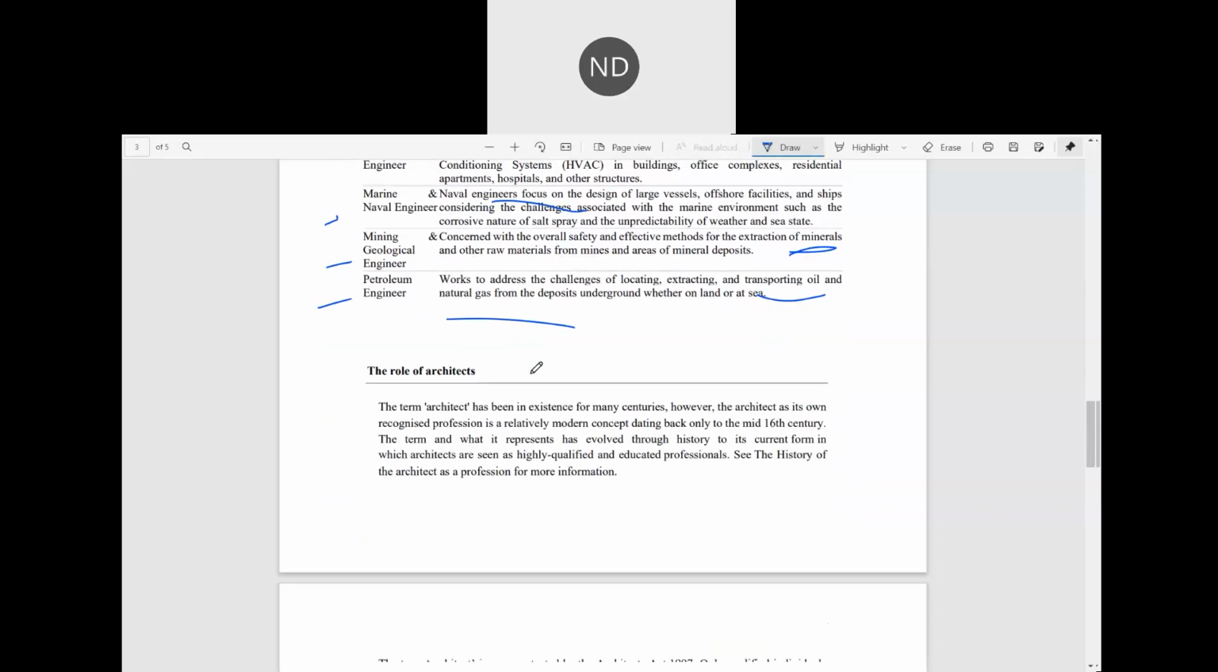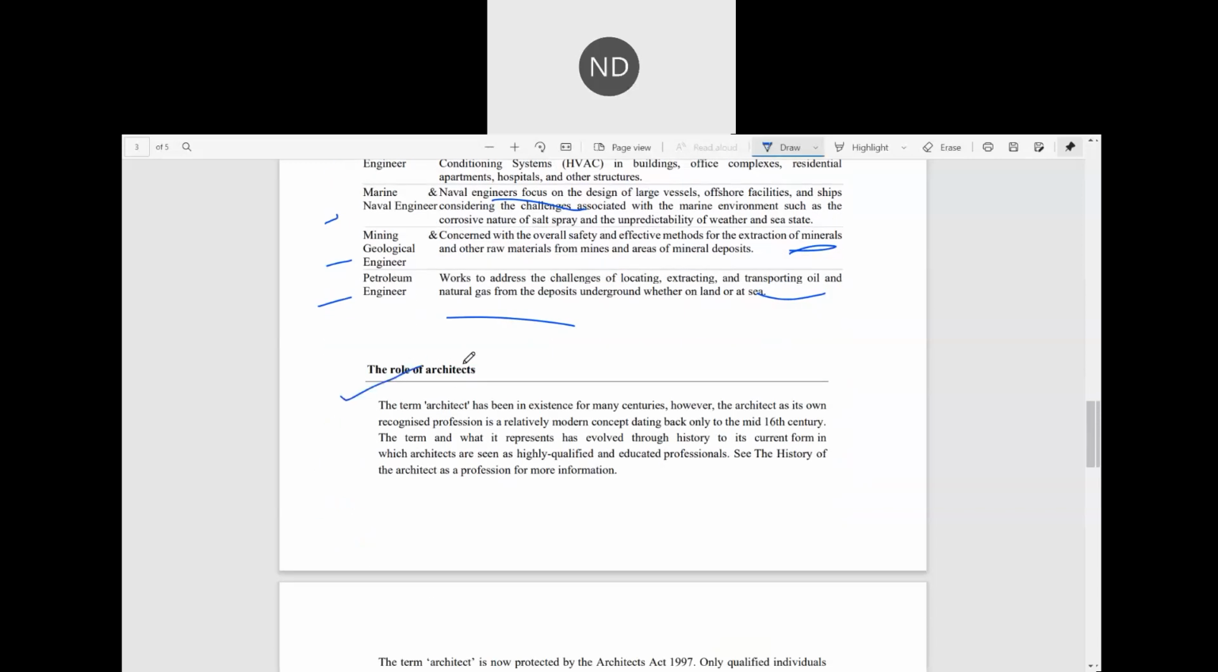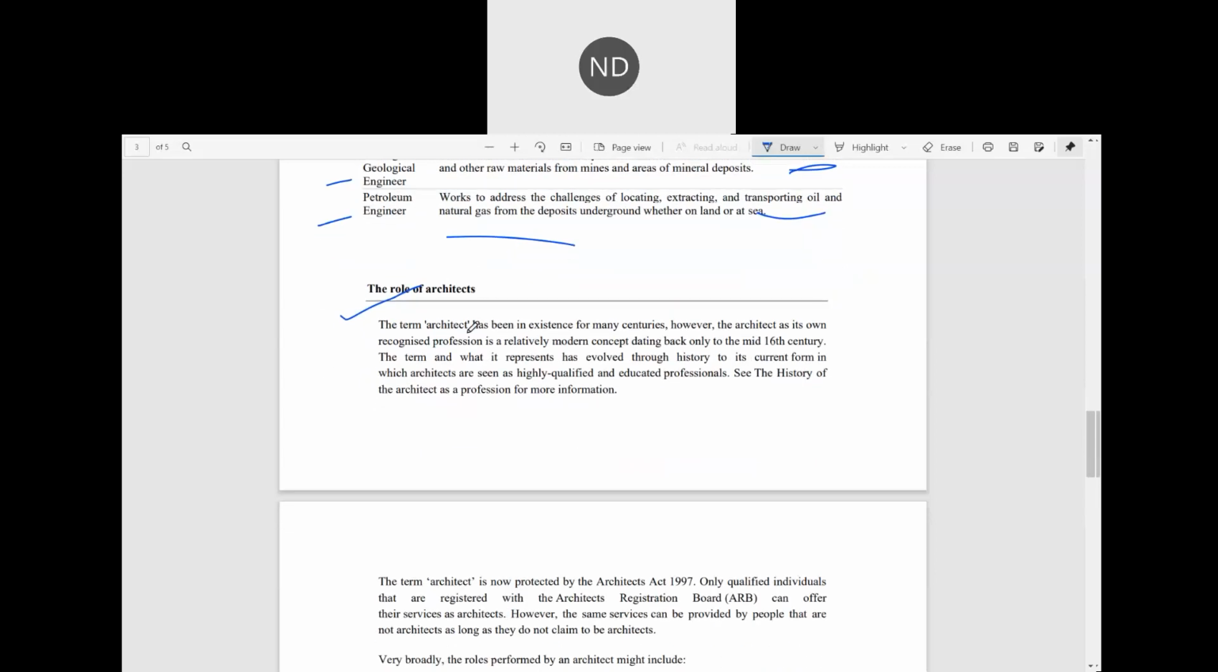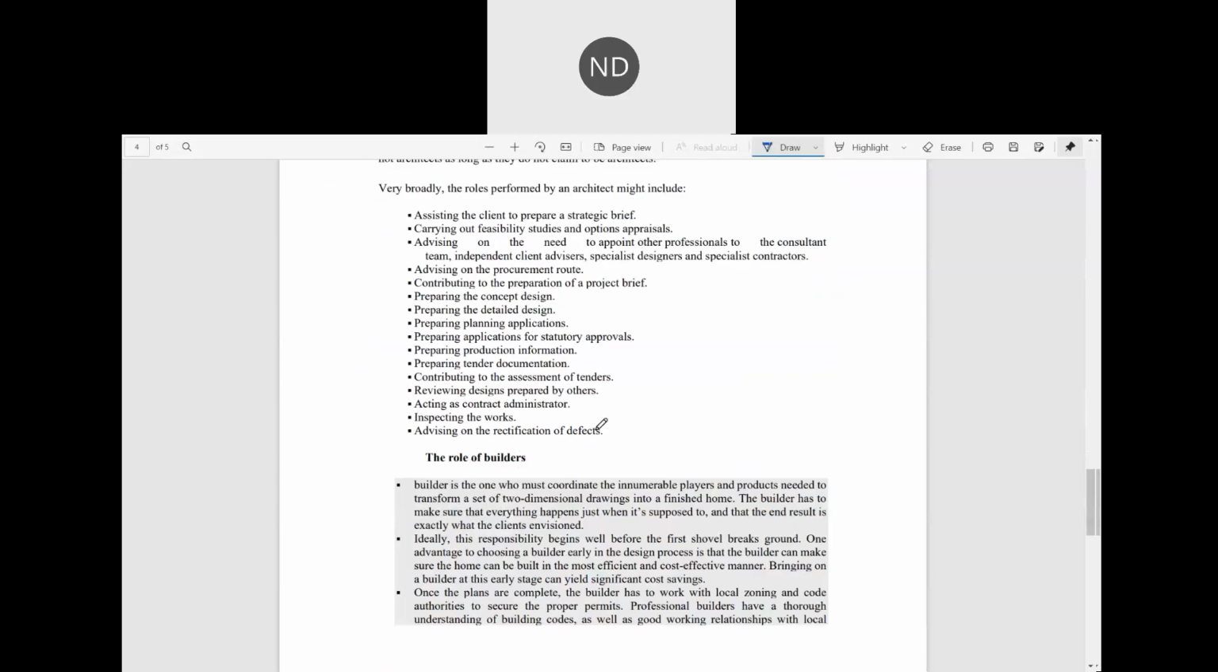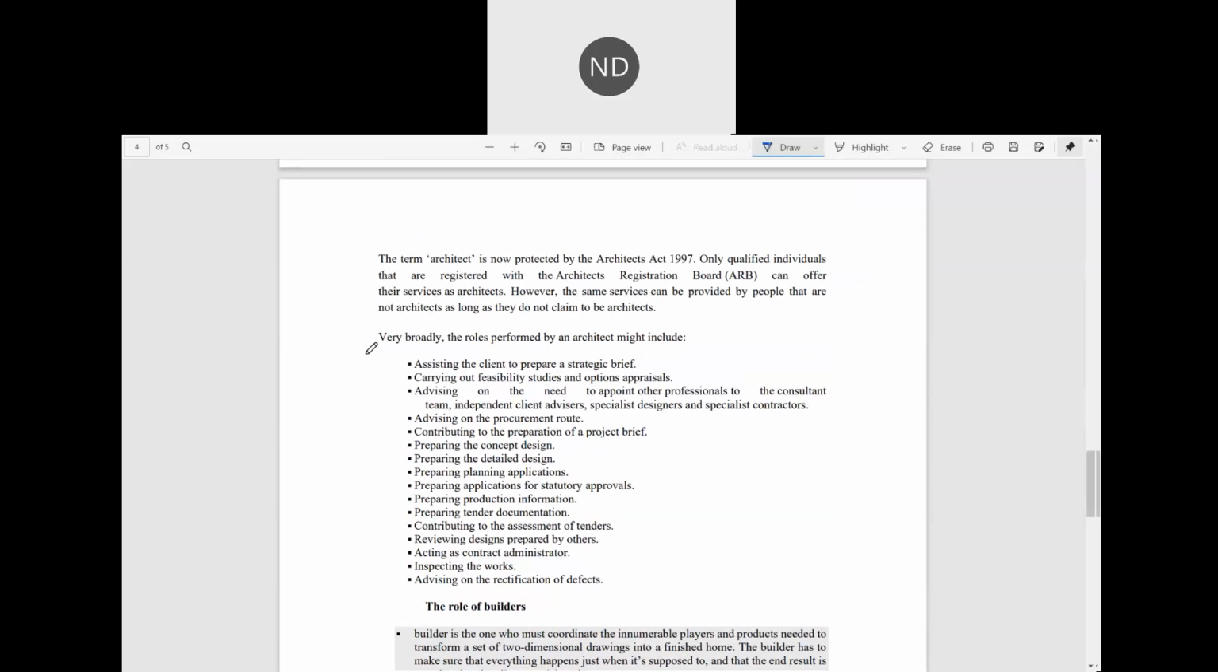Then these are the roles of architects, which we have already discussed in the previous class. The term architect has been in existence for many centuries. What are the main advantages? If you go through it once, you'll understand. Very broadly, the roles performed by an architect might include assisting the client to prepare a strategic brief, carrying out feasibility studies and options, advising on the need to appoint other professionals.